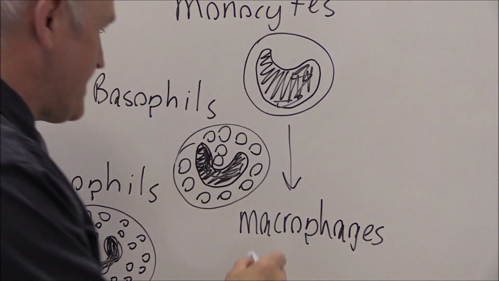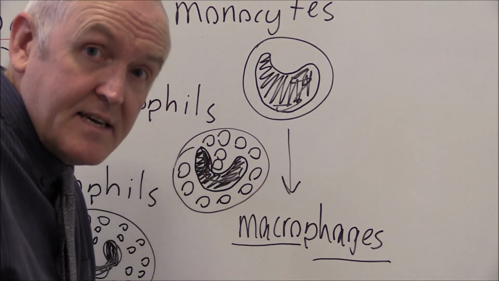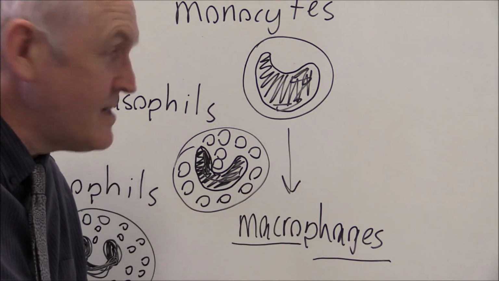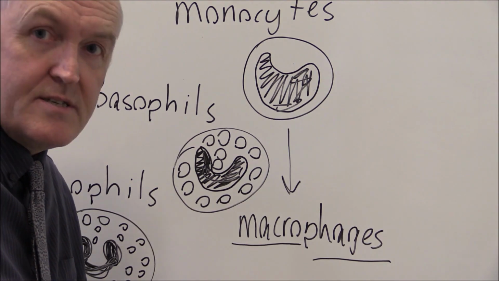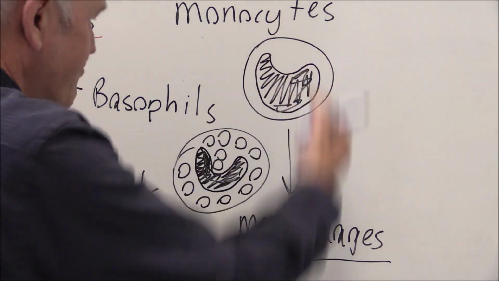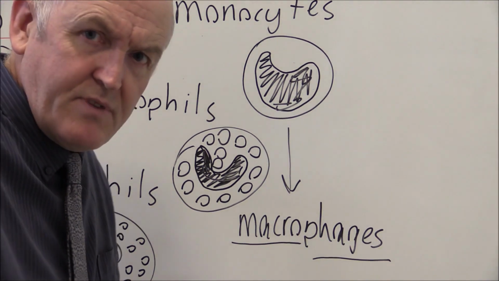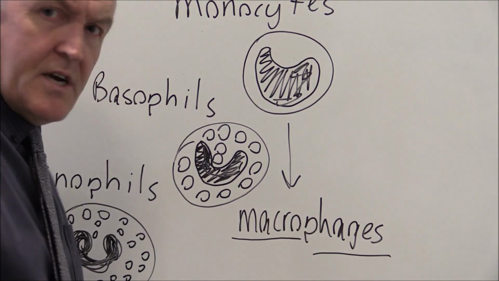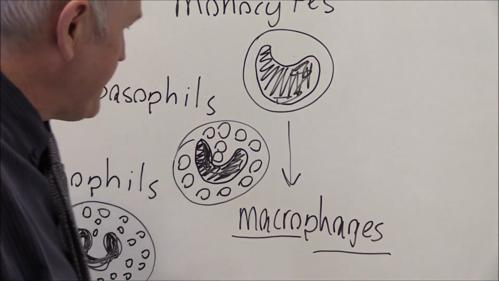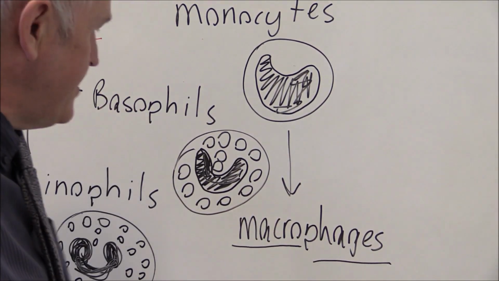Now, macro means big. Phage means to eat. These are the big eaters. They will phagocytose bacteria. They will phagocytose dead tissue cells. And they will also release numerous cytokines, chemical messengers released by the macrophages that coordinate processes such as inflammation and wound healing. So absolutely vital that there are these macrophages in the tissues.